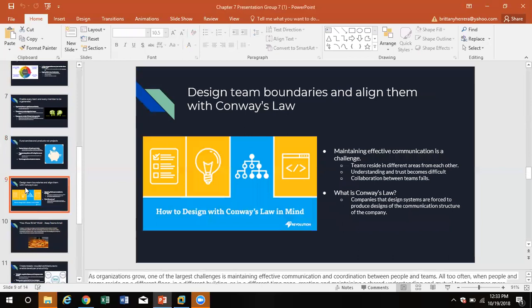So we design team boundaries and align them with Conway's law. Maintaining effective communication is a challenge, because when teams reside in different areas from each other, understanding and trust becomes difficult. Also, collaboration between teams fails. So what is Conway's law? Basically, the more involved, the more problems. So the smaller our teams are, the better we're able to understand each other. And the fewer interfaces that we have, the fewer problems as well.